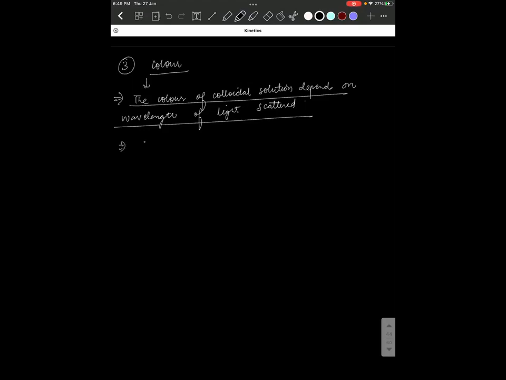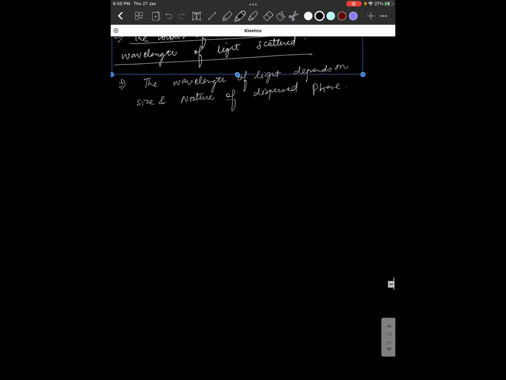The second point in it is the wavelength of light depends on size and nature of dispersed phase. That means the wavelength of light depends upon the size and nature of the colloidal solution. Clear? Yes, ma'am. So this was the third property.